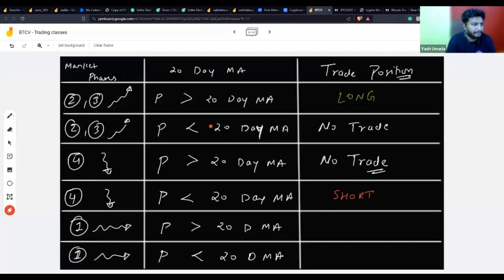Give me an answer. First market phase, price is greater than the 20-day moving average. What kind of trade should you take?